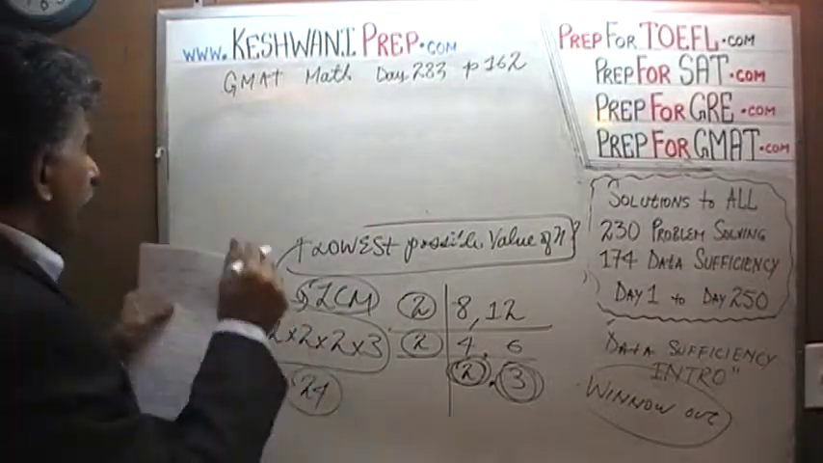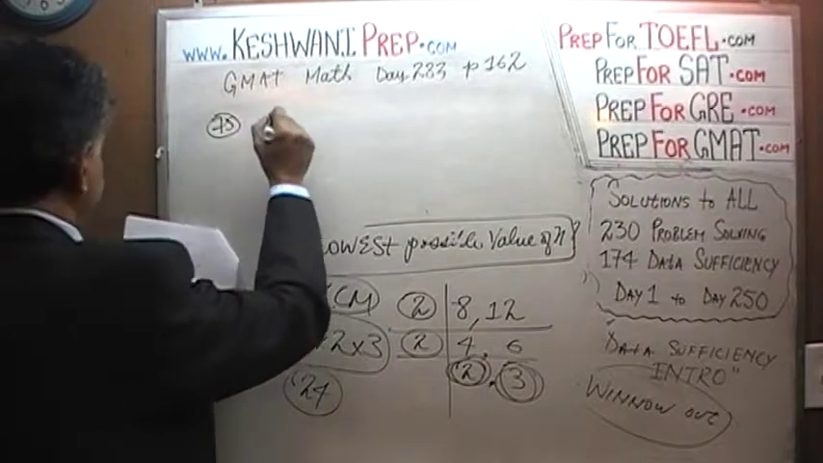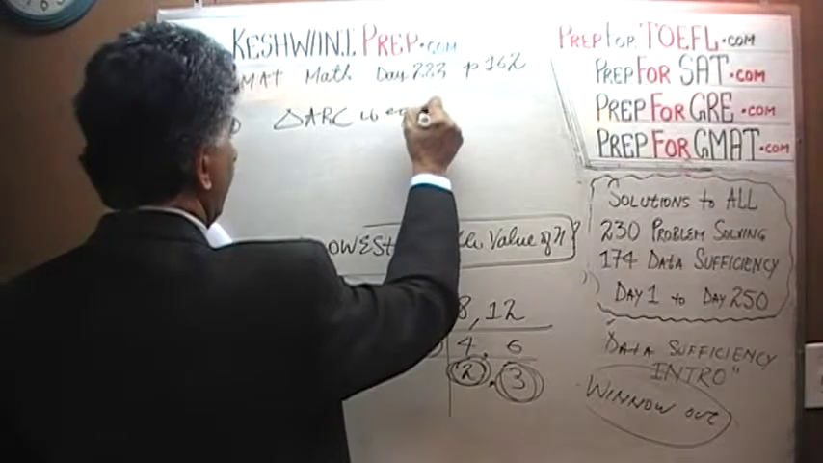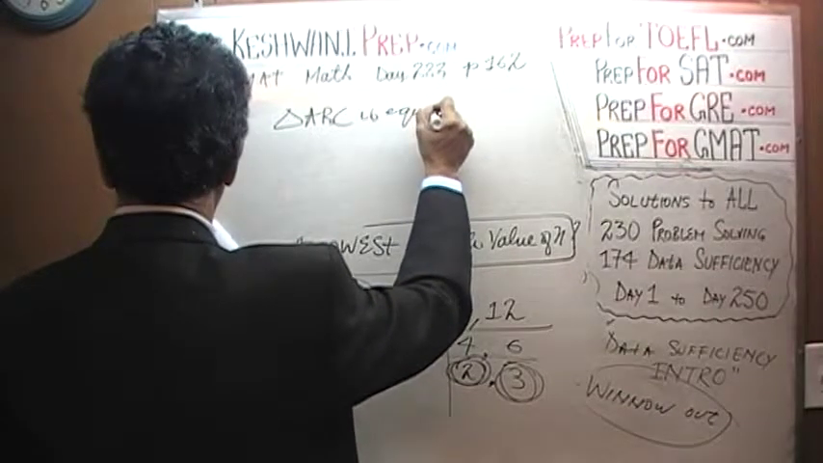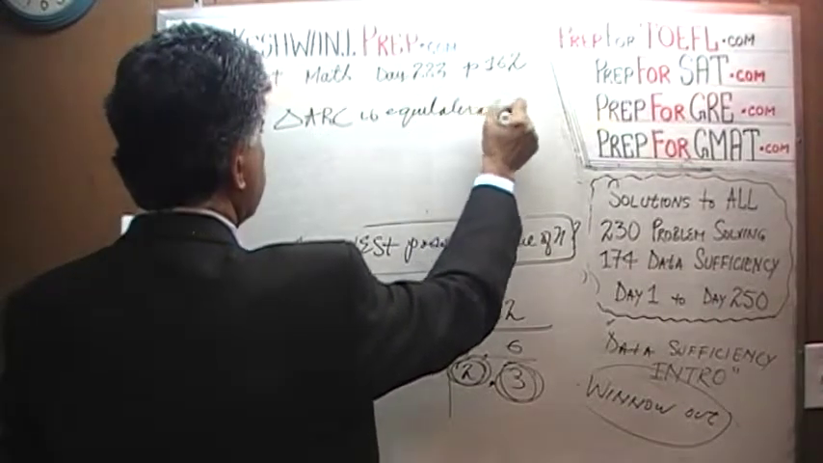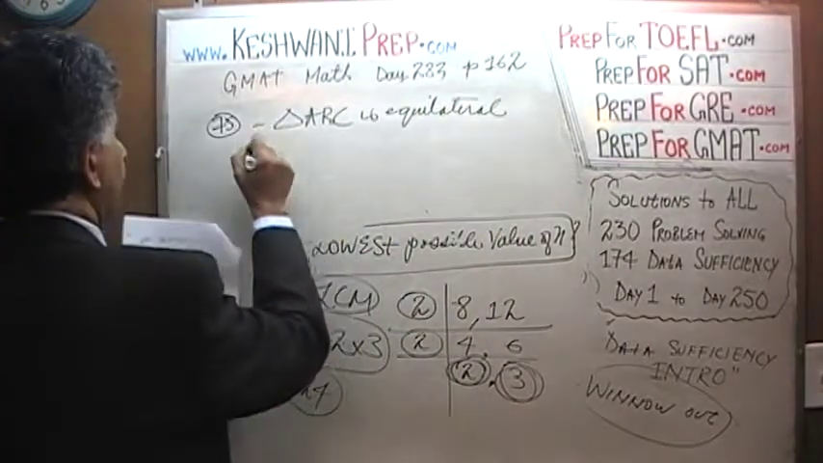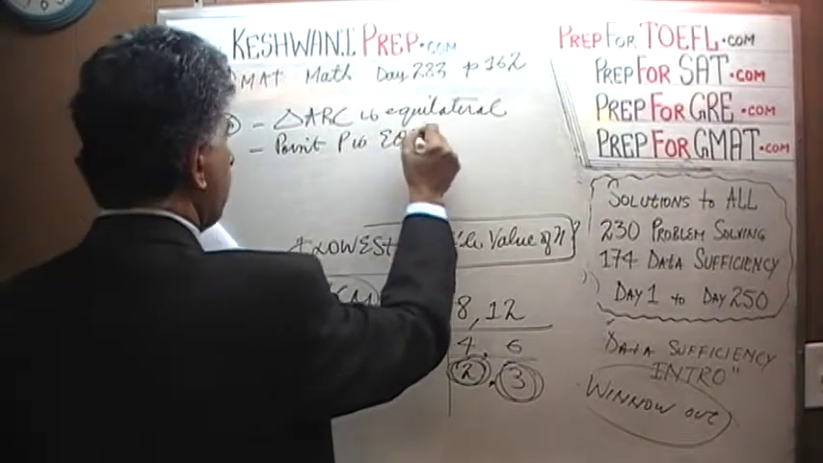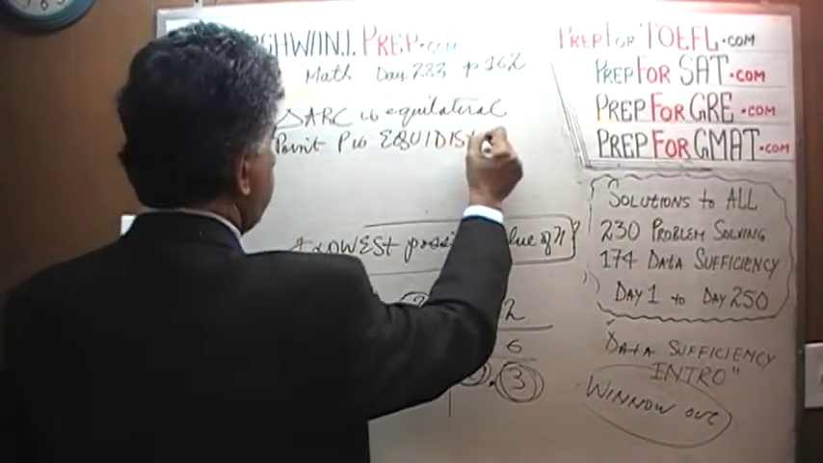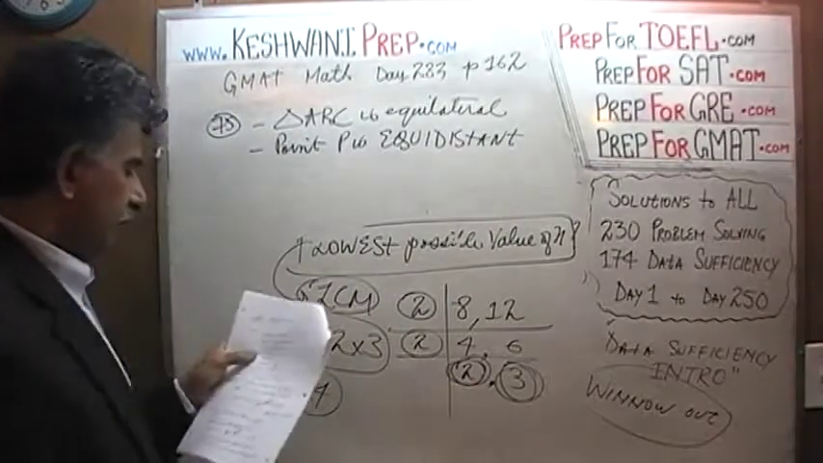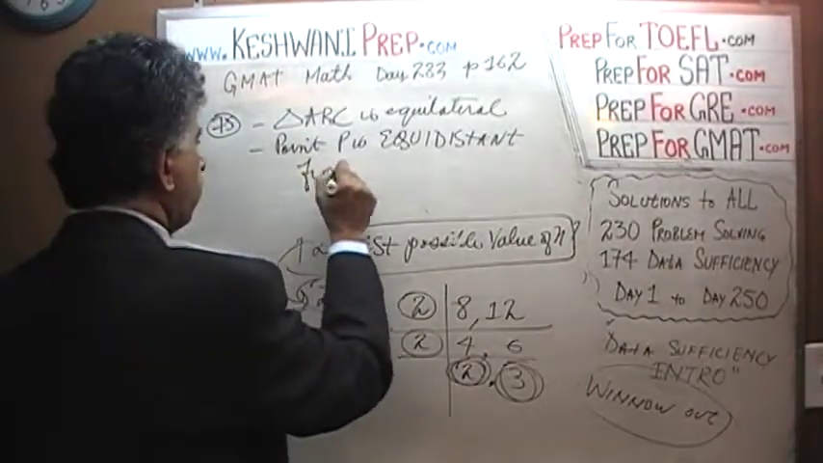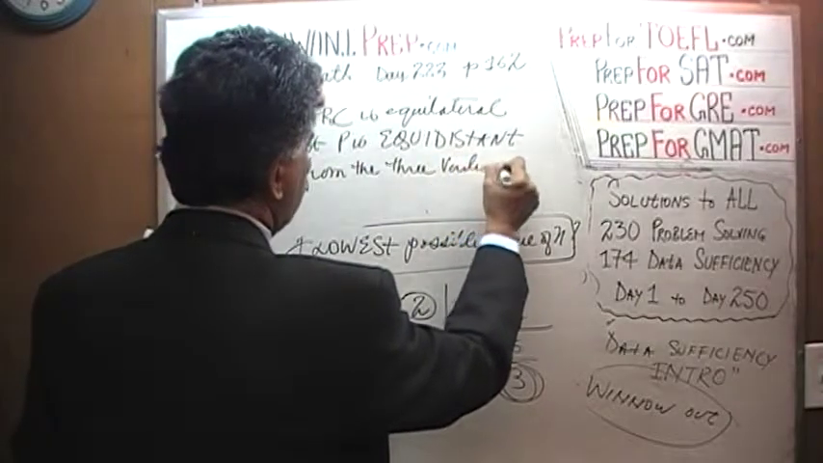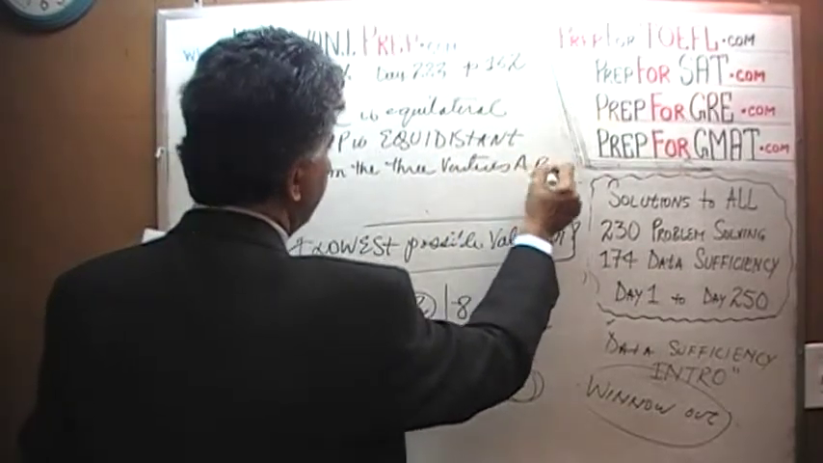We are told that we have an equilateral triangle. Triangle ABC is an equilateral triangle. We are told that point P is equidistant from the three vertices A, B, and C.